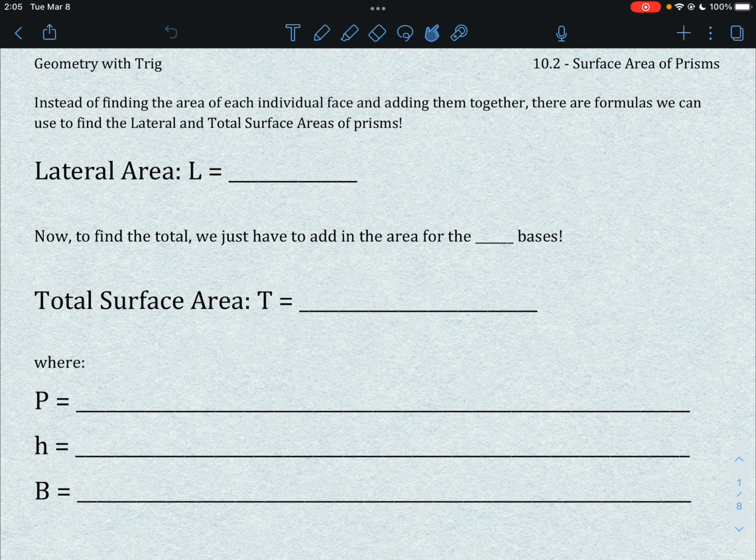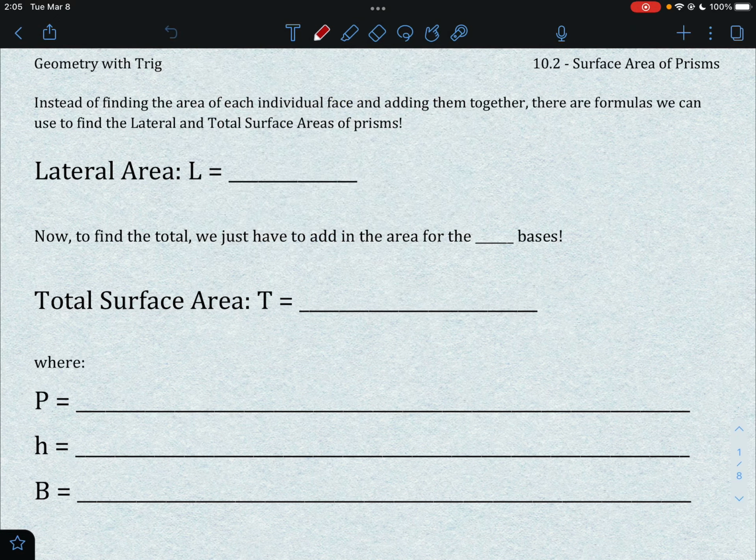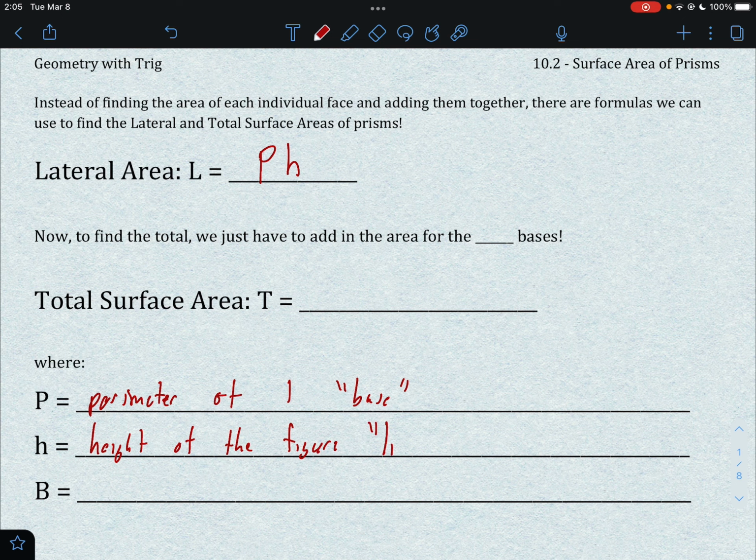The formula for lateral area of a prism is very simple. It's just P times H, where P is the perimeter of the base, and H is the height of the figure. So P is the perimeter of one base, and H is the height of the figure. But what I want you to think of for this, the height of the figure, is the line that connects the bases together.